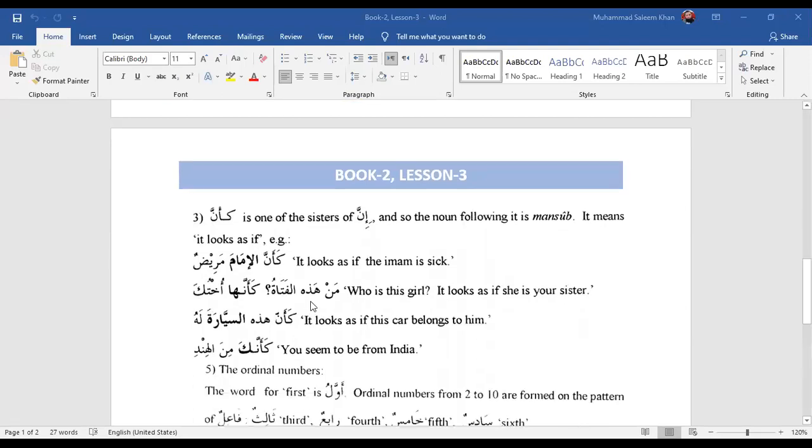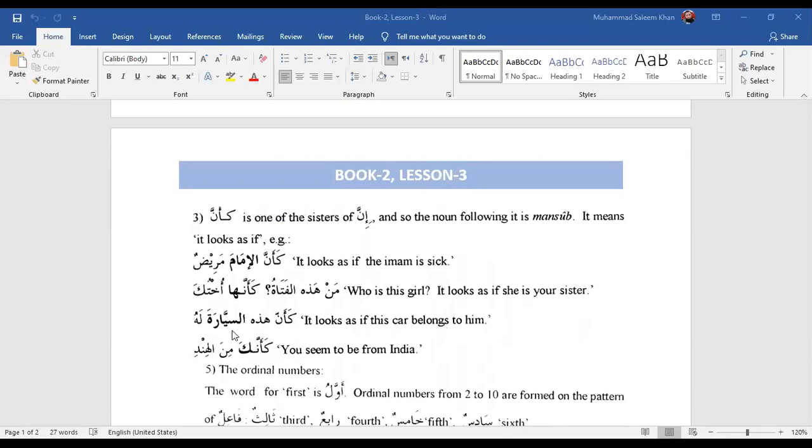Similarly, if you ask someone, من هذه الفتاة؟ كأنها أختك. كأنها, so ha is ismu كأن and أخت is khabaru كأن. Who is this girl? It looks as if she is your sister. So كأن means as if. It looks as if. It looks as though. كأن هذه السيارة له. It looks as if this car belongs to him.